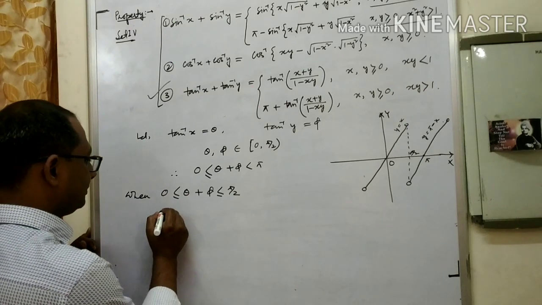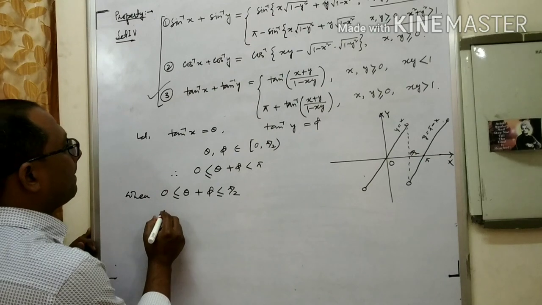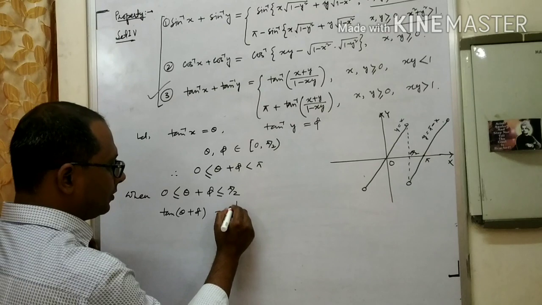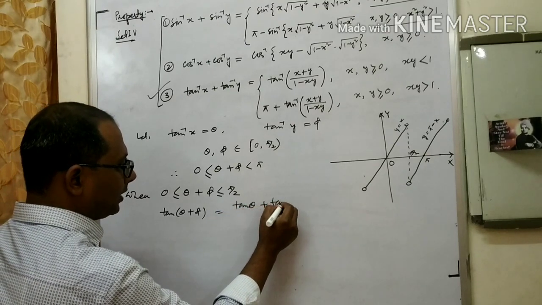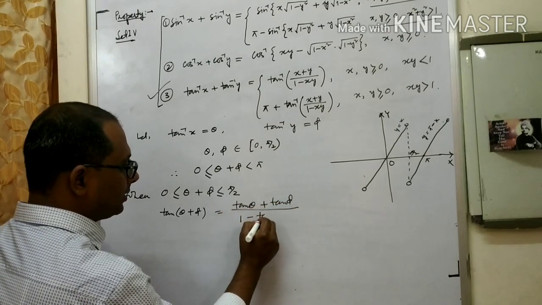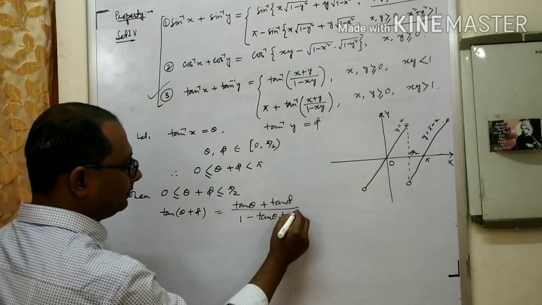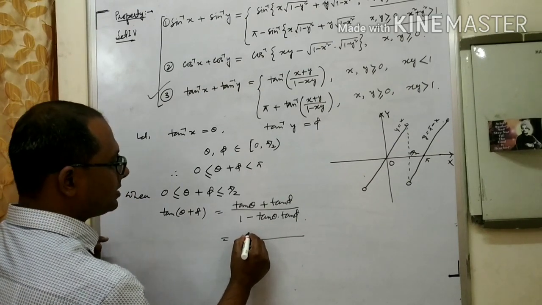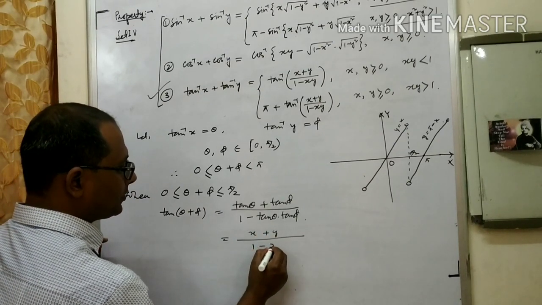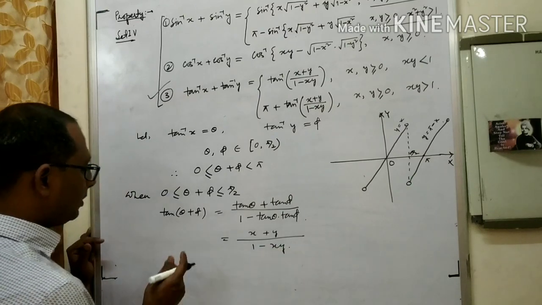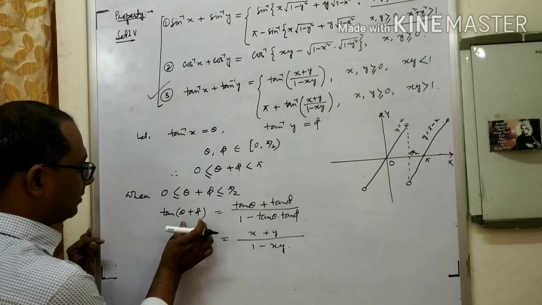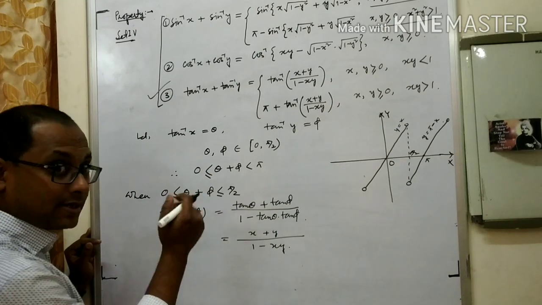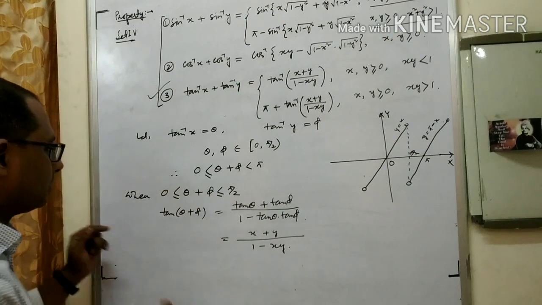Then tan of theta plus phi will be, of course, tan theta plus tan phi, that formula we will apply, divided by 1 minus tan theta tan phi. Tan theta is nothing but x plus y by 1 minus xy. Now before I go for tan inverse, theta plus phi we have considered to be between 0 to pi by 2, which is a subset of the principal value range of tan inverse, so it can be done.